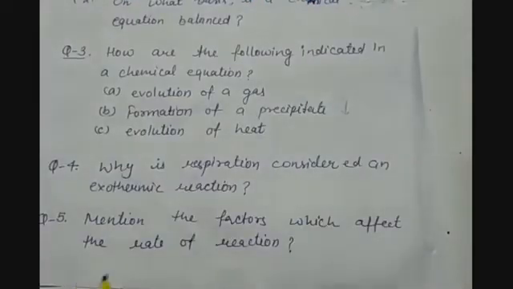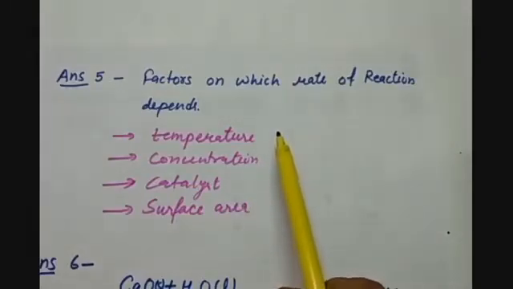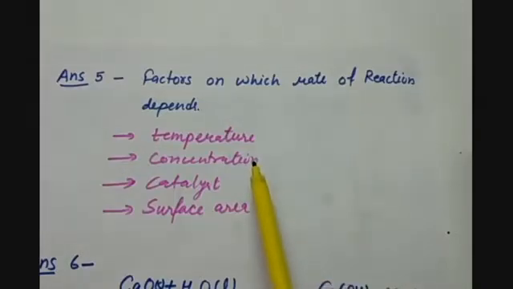Question number 5 is, mention the factors which affect the rate of reaction. And the factors that affect the rate of reaction are temperature, concentration, catalyst and surface area provided for the chemical reactions. So when we are having higher temperature, then the reaction will be faster. When we have the higher concentration, then also the reaction will proceed at a faster rate.